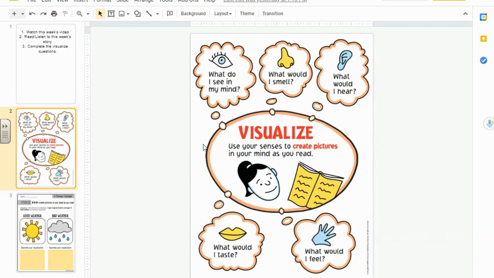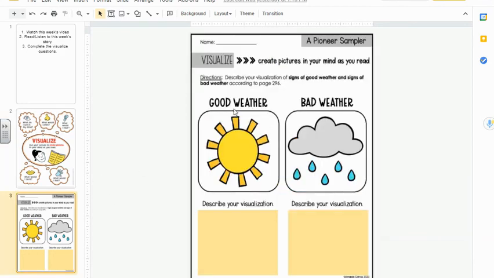So read this whole story, and then I want you to come back, and I have 2 questions about visualizing. I want you to describe the visualization of signs of good weather and signs of bad weather. According to the pages, page 296, it's going to give you some tips. Right here, describe signs of good weather and describe signs of bad weather.